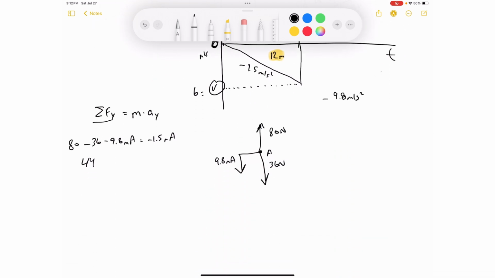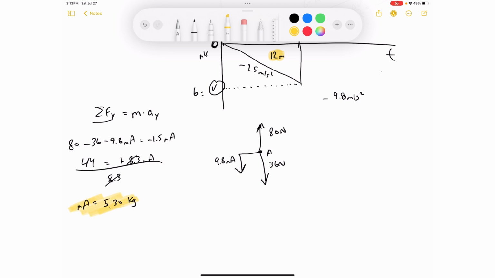And then we'll move the MA, so we'll do plus 9.8 on both sides, and that'll give us a plus 8.3 MA, and now all we have to do is divide by 8.3. So the mass of A is equal to 44 divided by 8.3, or 5.30 kilograms.